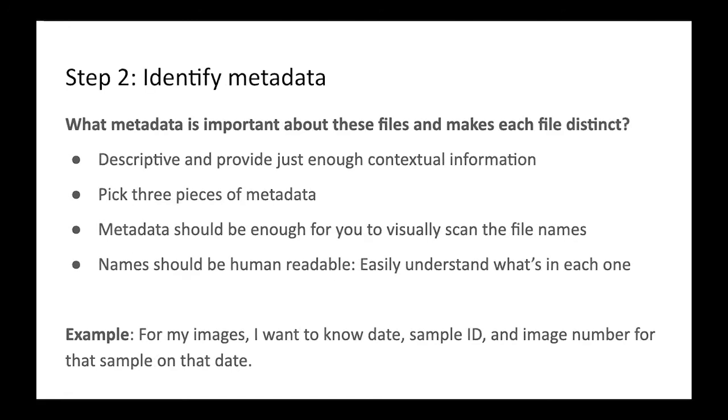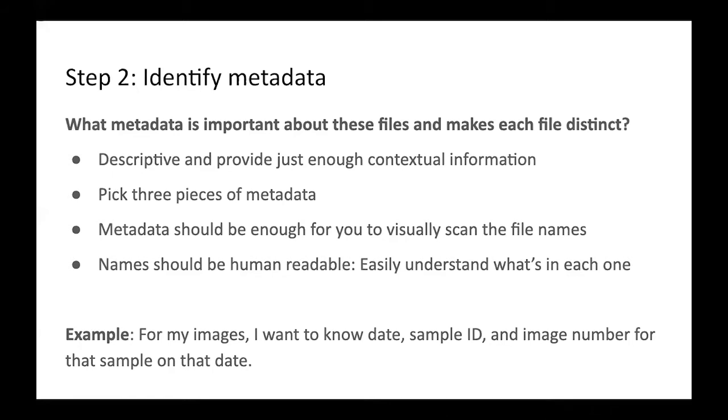So next, we need to identify the information or the metadata that is important for these files and makes each file distinct. Your file names should be descriptive and provide just enough textual information. Ideally, you should pick 3 pieces of metadata and no more than 5. And this metadata should be enough for you to visually scan the file names and easily understand what's in each of them. And this is what we mean by human readable. As humans, we want names to contain some information about the contents in a file.